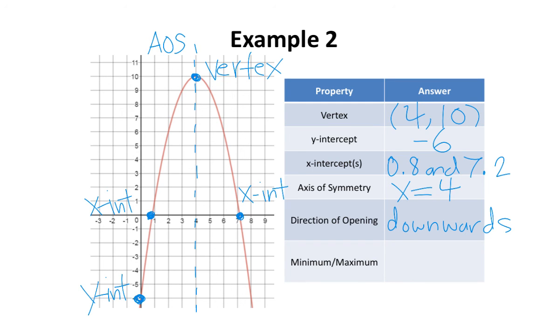And last but not least, we want to determine if there's a minimum or maximum. You want to take a look at the vertex. In this situation, the vertex is at the highest point of the parabola, which makes it a maximum. And I'm just going to make a little note for myself over here to see what the maximum value is, and the maximum value happens to be 10. And those are the steps you need to take in order to describe a parabola.